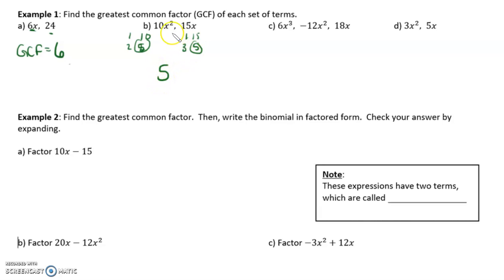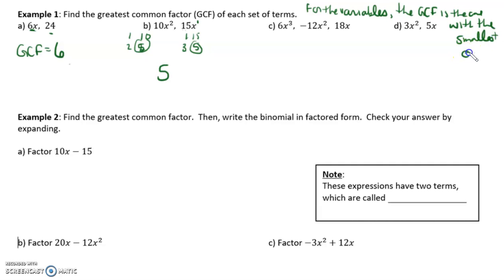And in order to be a common factor for the x's, we're going to choose the smaller exponent. So for the variables, the greatest common factor is the one with the smallest exponent. Between x squared and x to the 1, it's going to be x.